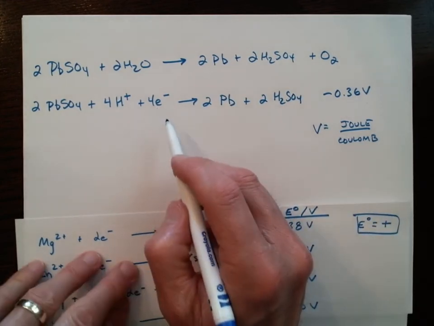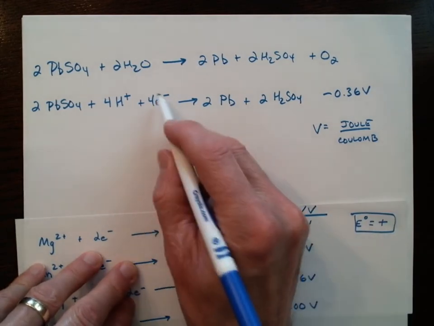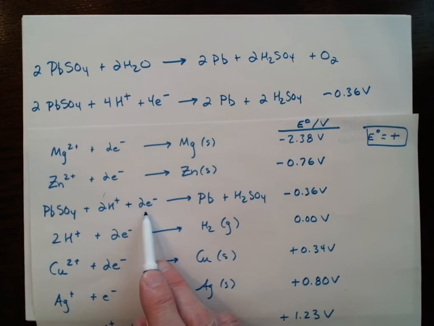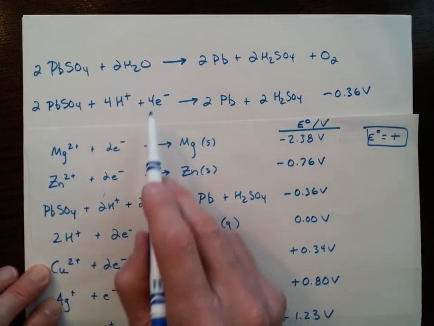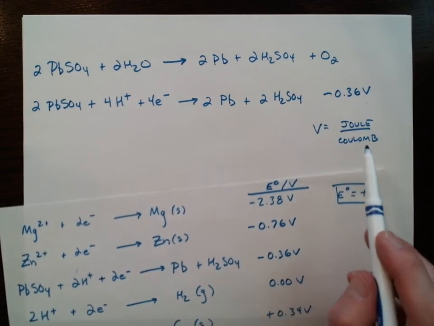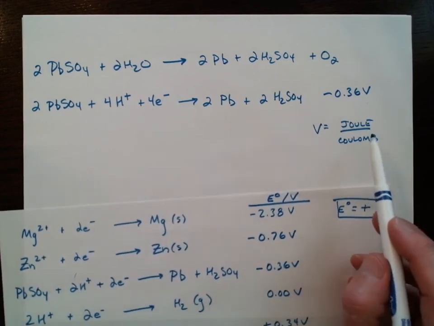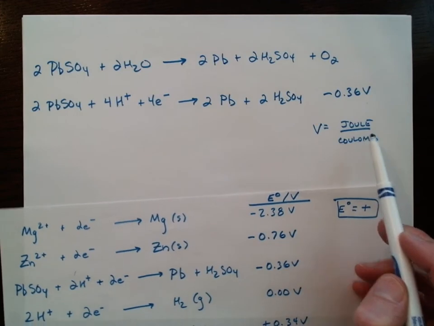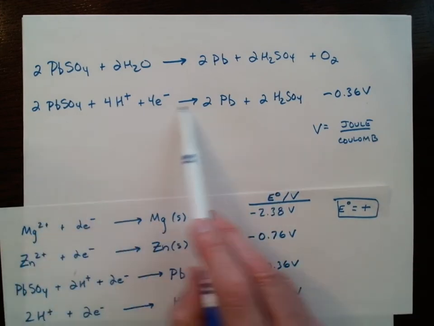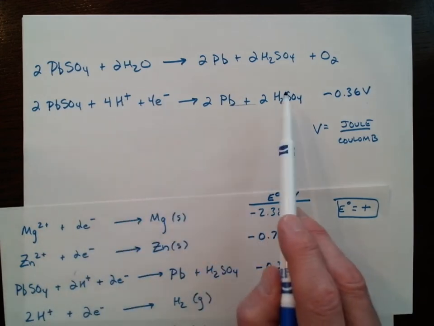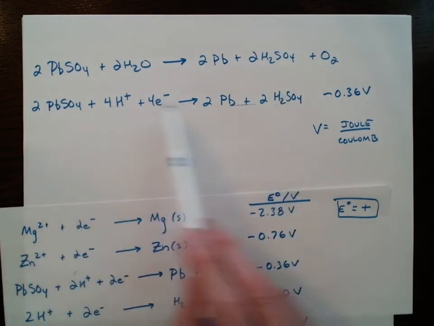Okay? So we went from 2 electrons transferred here, and when I multiplied this whole equation by 2, we went to 4 electrons. But we need to pay close attention to the units. How much energy do I get per electron? It doesn't matter if I multiply this by 2. I'm still going to get the same energy per electron no matter what this is multiplied by.